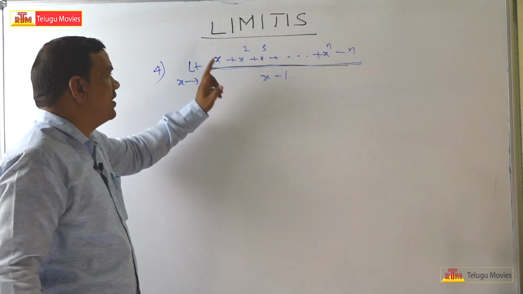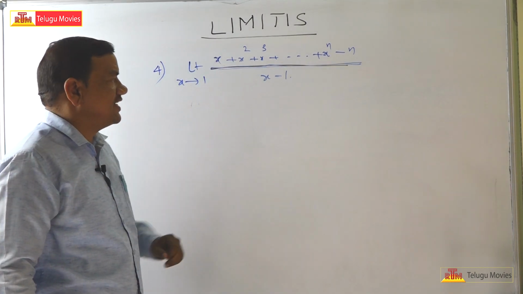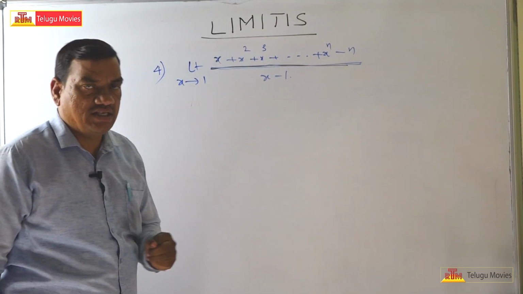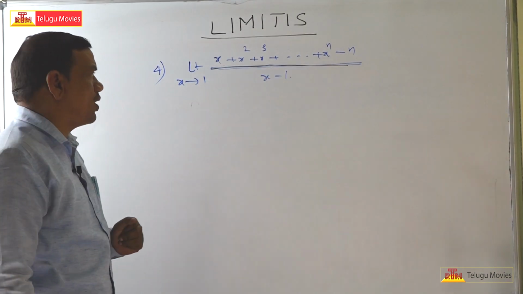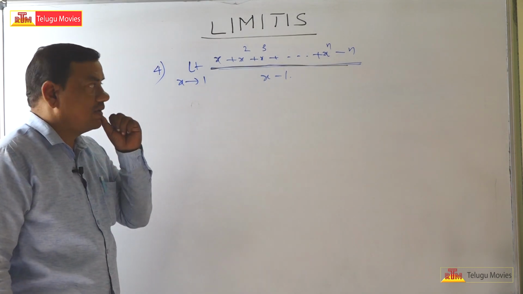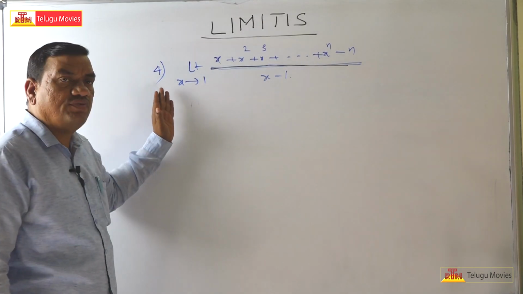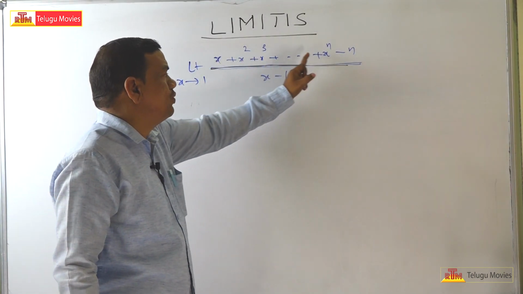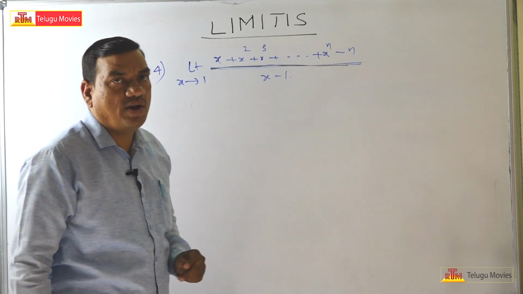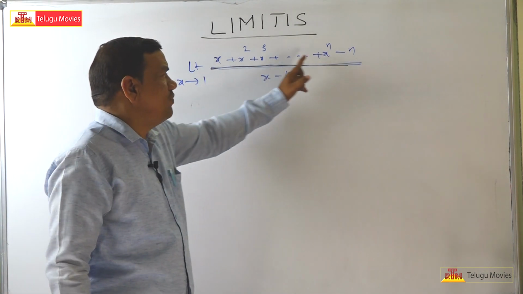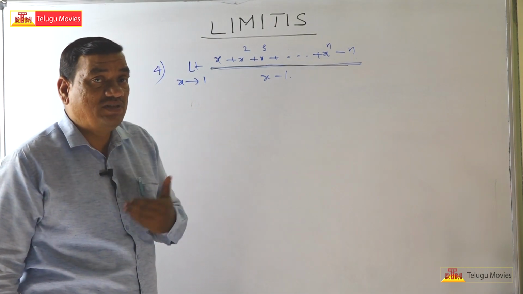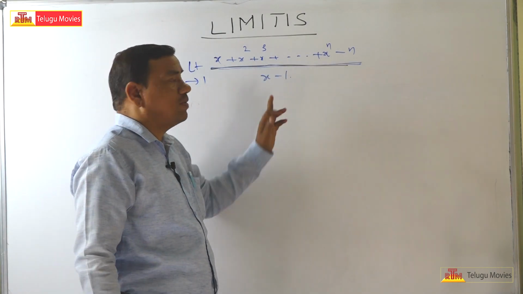Limit x tends to 1, (x plus x square plus x cube plus so on, x power n, minus n) upon (x minus 1). Okay, now how to solve this problem? If you observe, if you substitute x tends to 1, here 1 plus 1 square plus 1 cube plus so on 1 power n is there. So the sum of the n terms is n. Sum of n terms means n minus n, 0 upon 0.